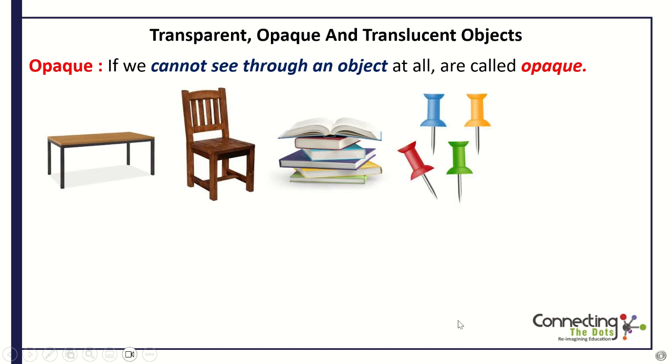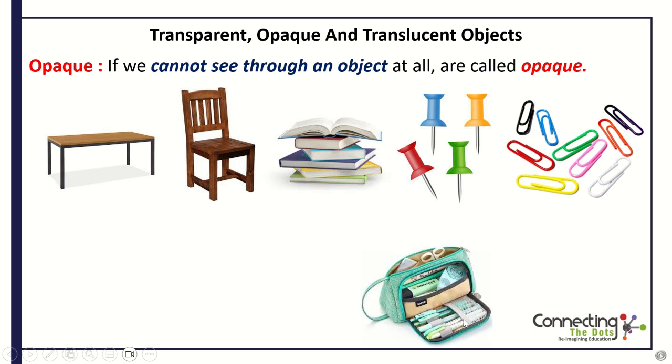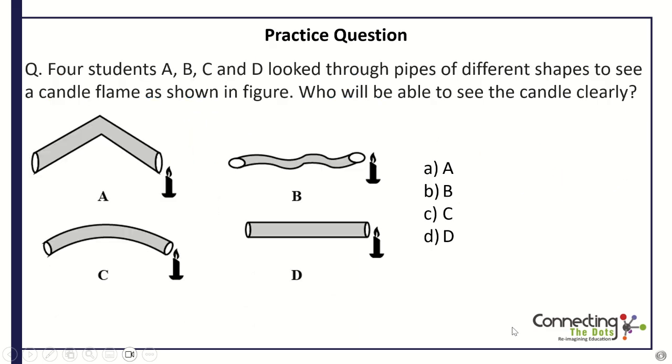Book is an example of an opaque object. The various clips that we see around are opaque objects. Bag, all these are opaque objects and do not allow light to pass through them. So all the objects that you see, like scissors, razors, chairs, tables, all these do not allow light to pass through them. Such objects are known as opaque objects.